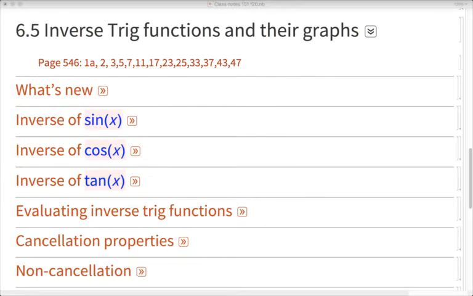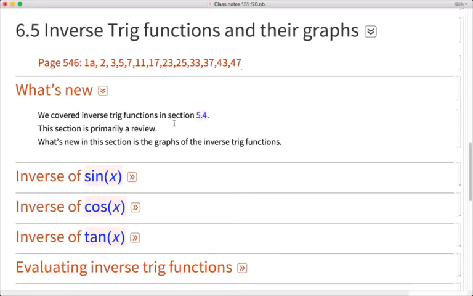Okay, section 6.5. This will be the last section that we do out of chapter 6, so the exam is not too far away. So we've seen inverse trig functions before in chapter 5, specifically section 5.4. This section is primarily going to be a review, but the new part that we haven't seen before is that we'll be looking at the graphs of the inverse trig functions.